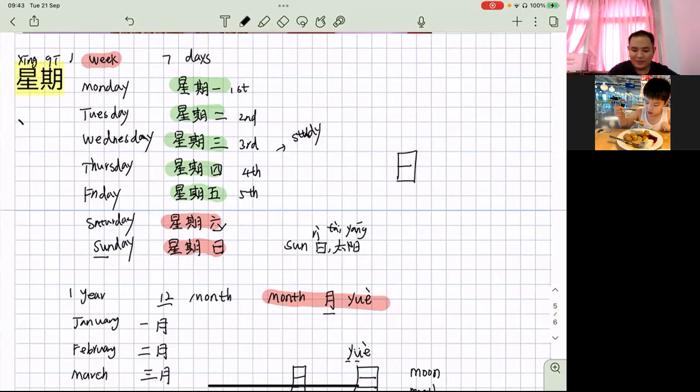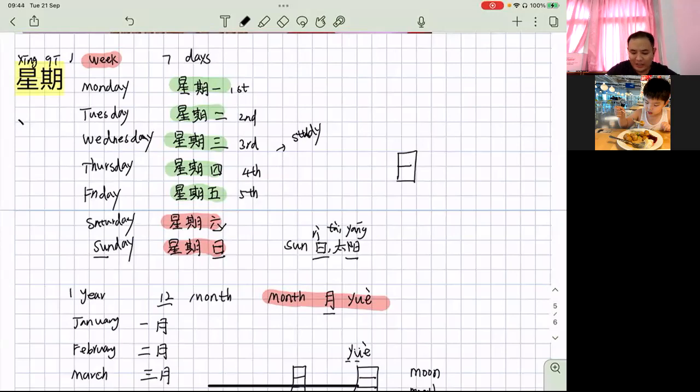Okay, from Monday to Friday, you need to study. Now these are studying days. Now the weekend is Saturday and Sunday. Now Saturday in Chinese is 星期六. The last one is different, is 星期日. Now from Monday to Saturday is 1, 2, 3, 4, 5, 6. The last one is Sunday. Sun in Chinese is 日.